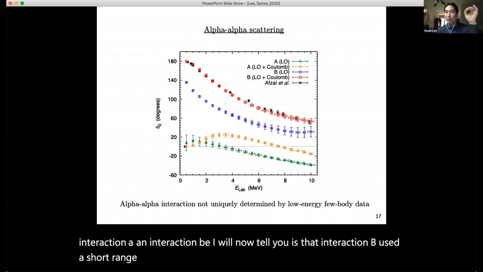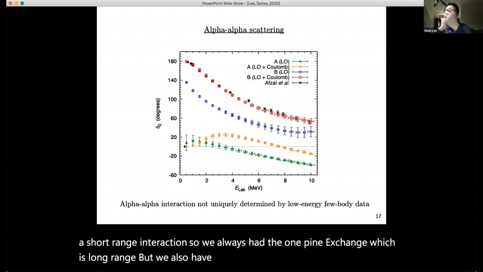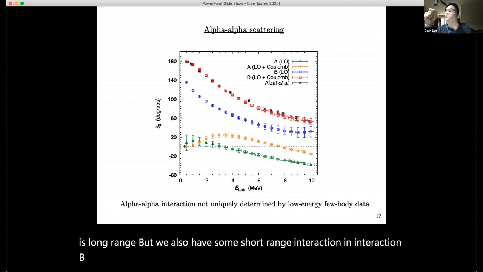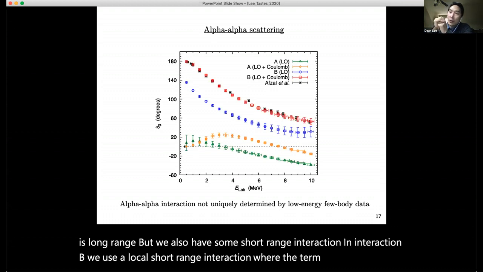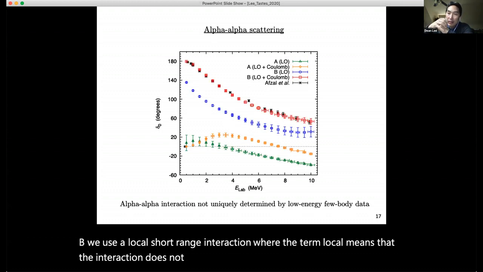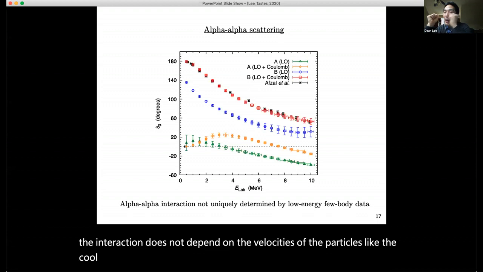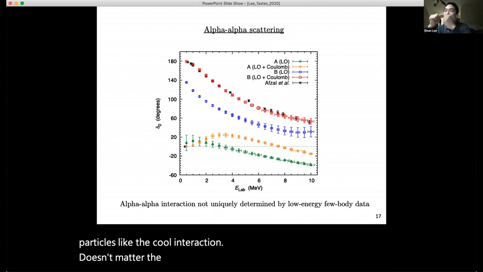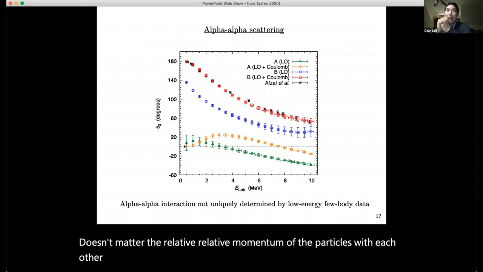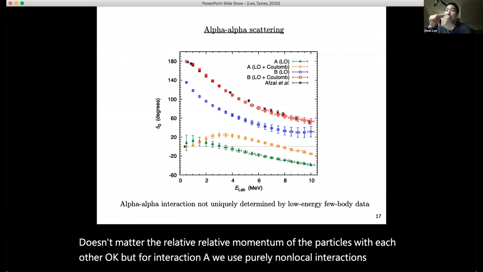So we always had the 1 pi exchange, which is long range, but we also have some short-range interaction. In interaction B, we used a local short-range interaction, where the term local means that the interaction does not depend on the velocities of the particles. Like the Coulomb interaction, it doesn't matter the relative momentum of the particles with each other. But for interaction A, we use purely non-local interactions, which were velocity dependent.